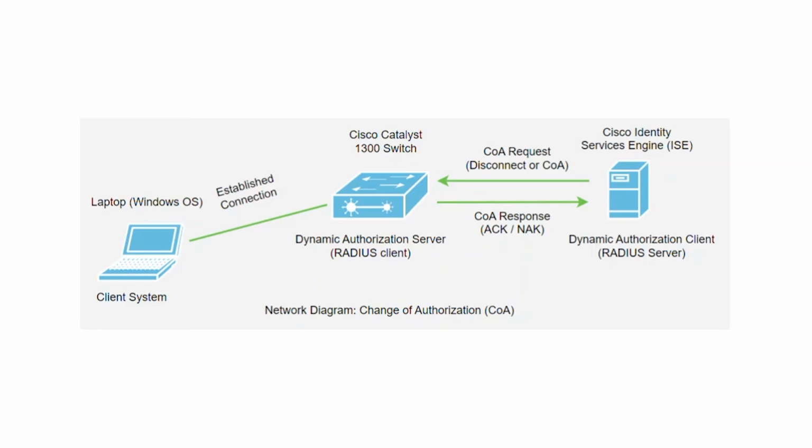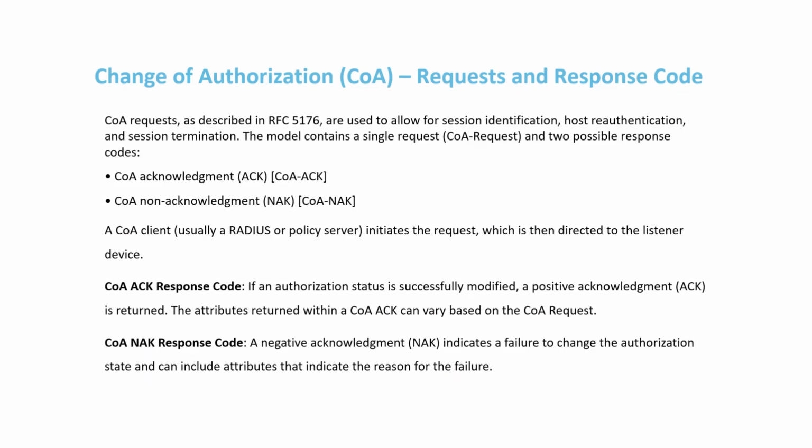This network diagram provides further details about the operation and the direction of requests. COA requests, as outlined in RFC 5176, are utilized for session identification, host reauthentication, and session termination. The model includes a single COA request and two possible response codes: COA acknowledgement, COA ACK, and COA non-acknowledgement, COA NAK.